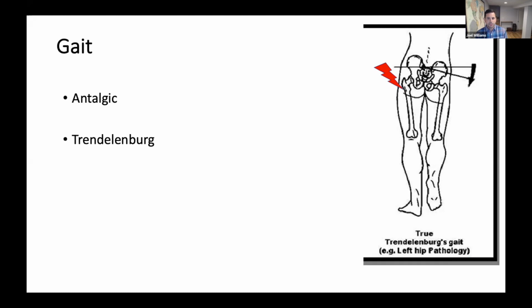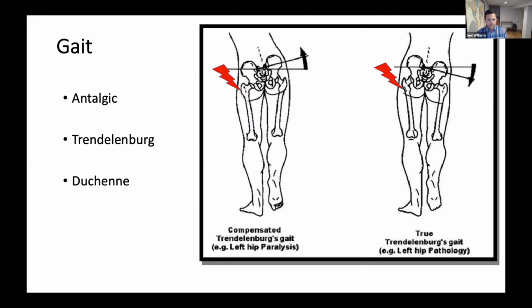So this is an image showing what a true Trendelenburg gait is. The pelvis drops away from the affected side, as opposed to a compensated Trendelenburg gait or a Duchenne type of gait pattern where the torso is thrust over their affected side, which tends to happen sometimes with or in conjunction with the Trendelenburg gait, but usually afterwards.